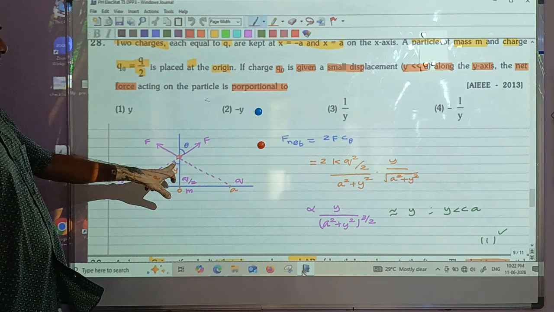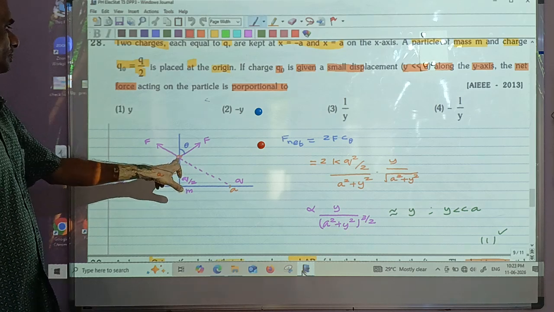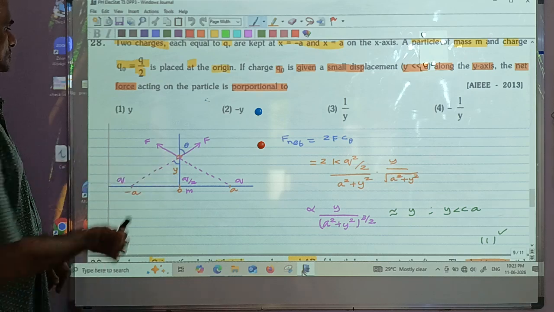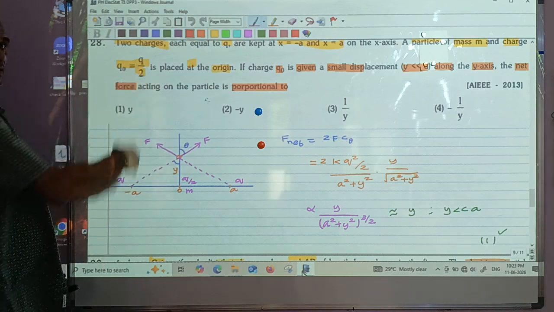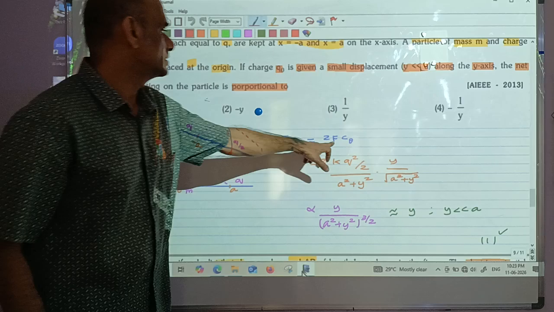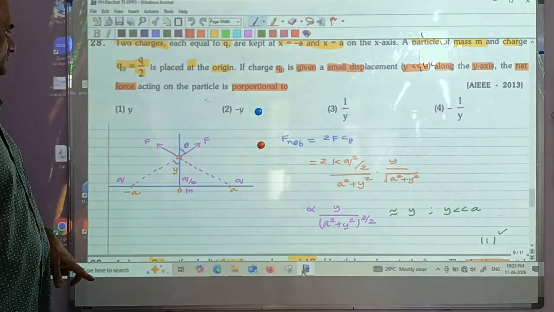In the repulsive force, because like charges, it will be Q by 2. So the force is like this. The horizontal components cancel, and the vertical components add. So the vertical component is positive. We are taking this as theta.